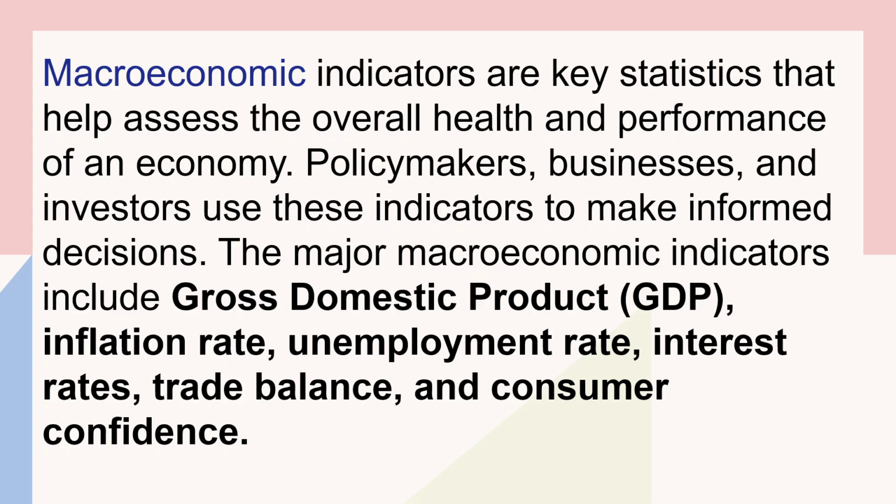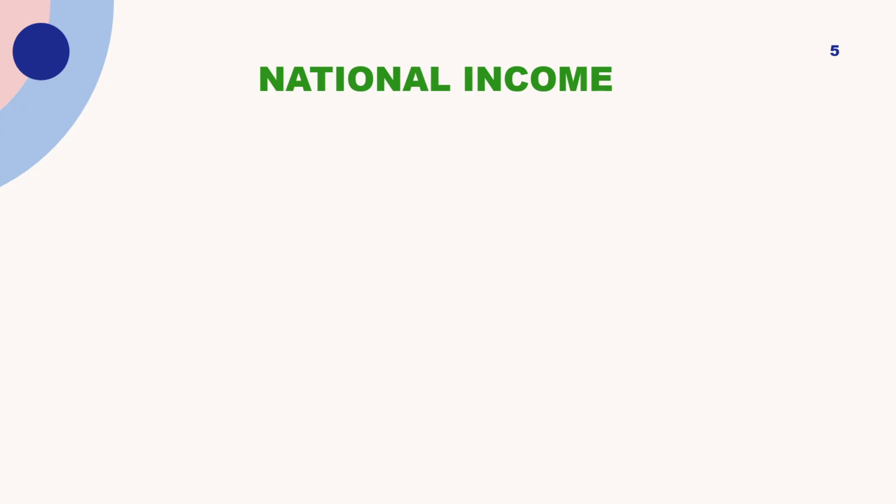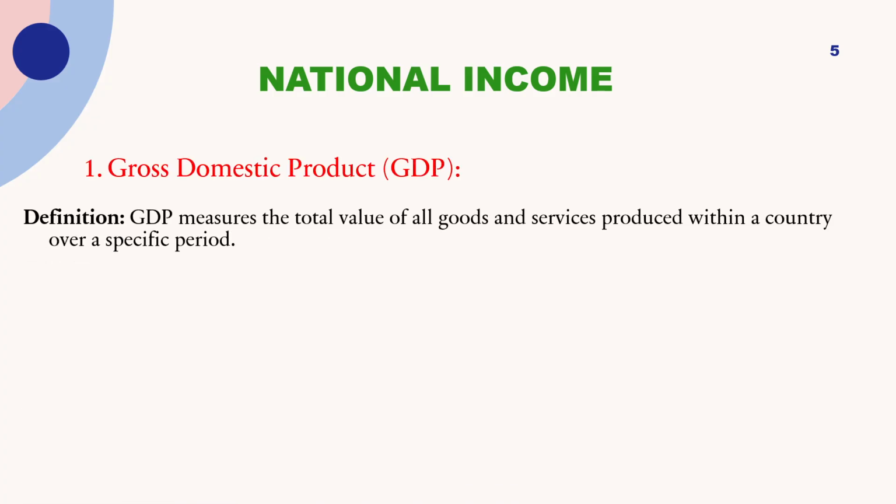Now we are moving to the national income, the first element of macroeconomic indicators. In national income, we firstly know about GDP. What is GDP? GDP measures the total value of all goods and services produced within a country over a specific period.